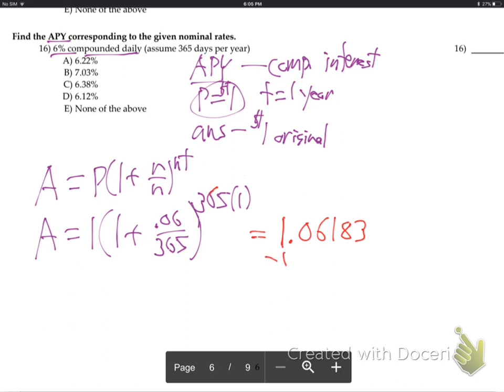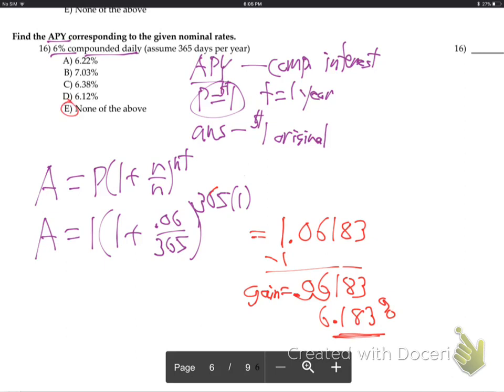So you subtract out the original dollar, because that means $1 became $1.06183. So the gain was this. Turn it back into a percentage, move it 2 places, 6.183. That's the actual effect of this account. It makes your money grow like that. So that's, again, none of the above on that answer. So that's how you find annual percentage yield.